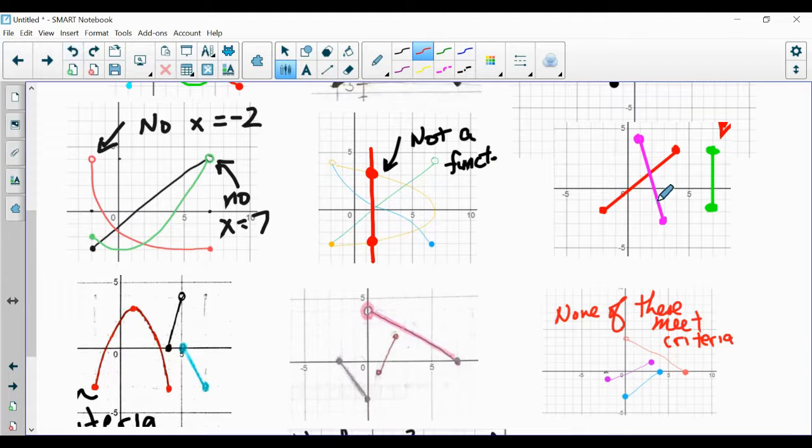But then if we treat it like it's 3 functions, none of them actually meets all of the criteria. See, for example, this one, none of these 3 things meets all of the criteria. Some of them start at X equals -2, but it doesn't go all the way to 7.